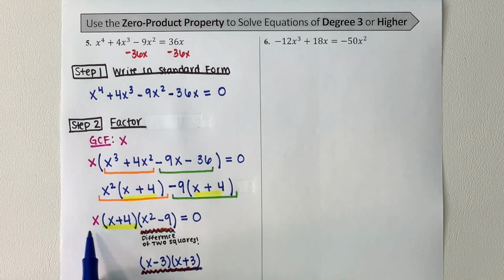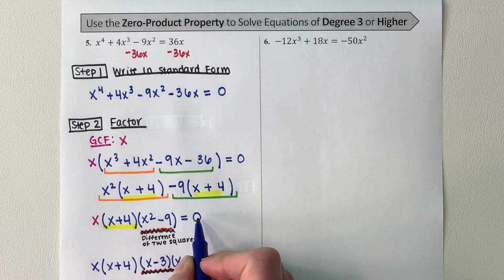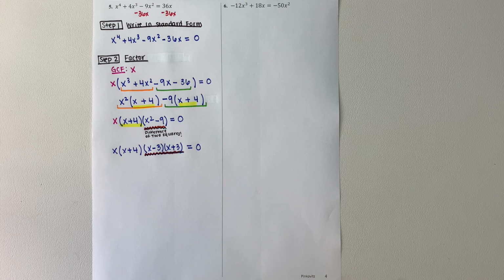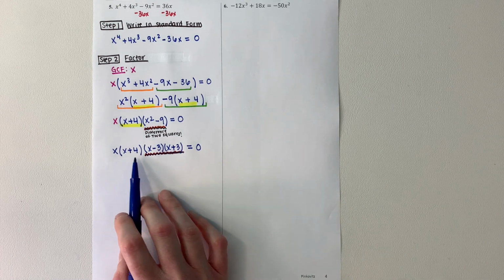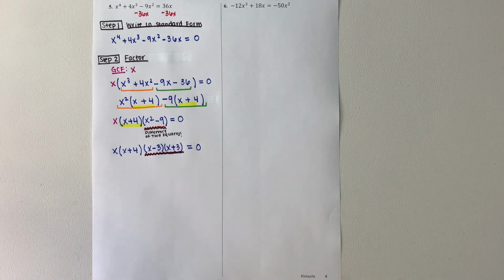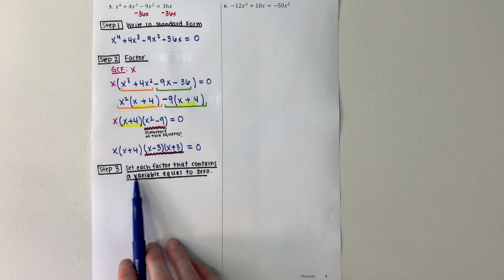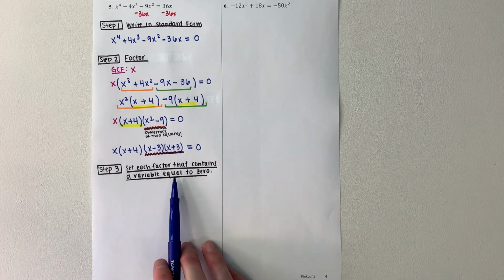So we factored this using the difference of two squares formula. Neither of these two factors can be factored any further. So let's bring down the x, and we'll bring down the x plus 4. And we'll make sure to include the equals 0. Now we've factored this expression as much as we possibly can. So we've now completed step 2. For step 3, we want to set each factor that contains a variable equal to 0.